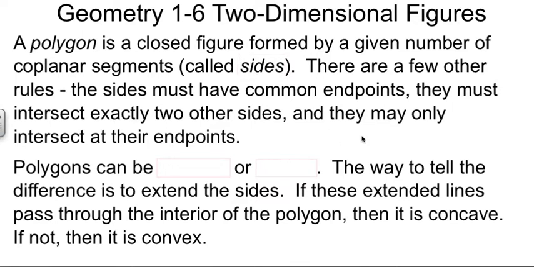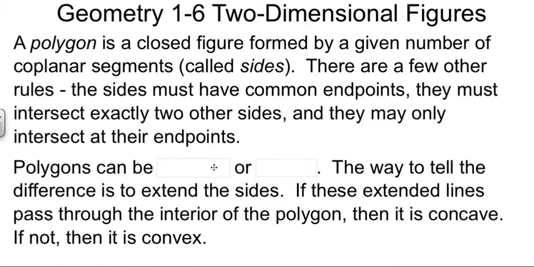You've been dealing with polygons for a long time. Triangles, rectangles, squares, hexagons, octagons. Okay, you've got polygons all over the place. The rules are the sides have to have common endpoints. They have to intersect exactly two other sides, and they can't intersect anywhere but their endpoints. And I'll show you later on what that's getting at. But they have to close up, and they have to go corner to corner. They can't cross anywhere else.